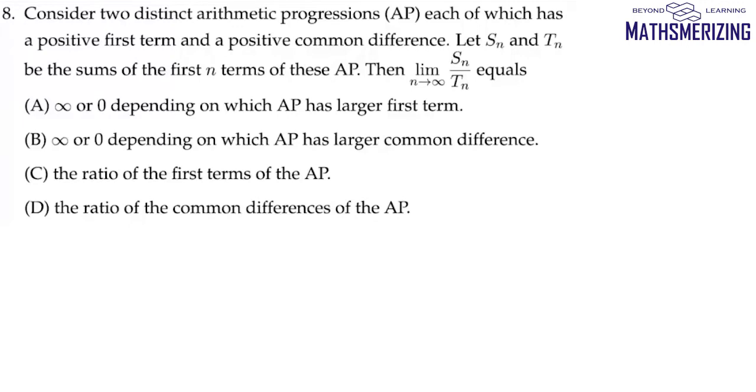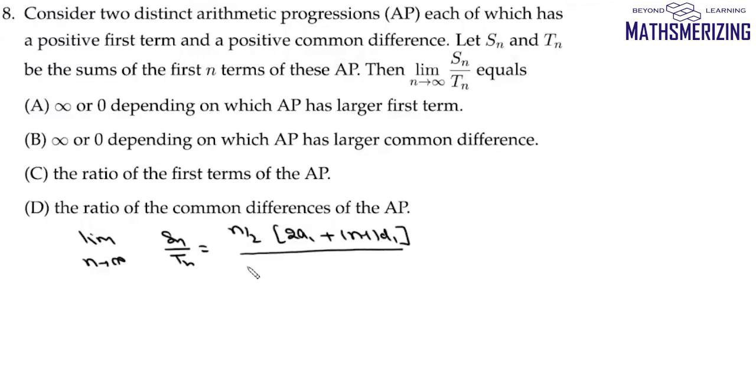Now question number 8 is, consider two distinct arithmetic progressions each of which has a positive first term and a positive common difference. Let Sn and Tn be the sum of first n terms of these APs. Then limit n tends to infinity Sn upon Tn equals what? So we can write limit n tends to infinity Sn upon Tn as n by 2 into 2a1 plus n minus 1 d1, upon n by 2 into 2a2 plus n minus 1 d2, with this limit n tends to infinity.